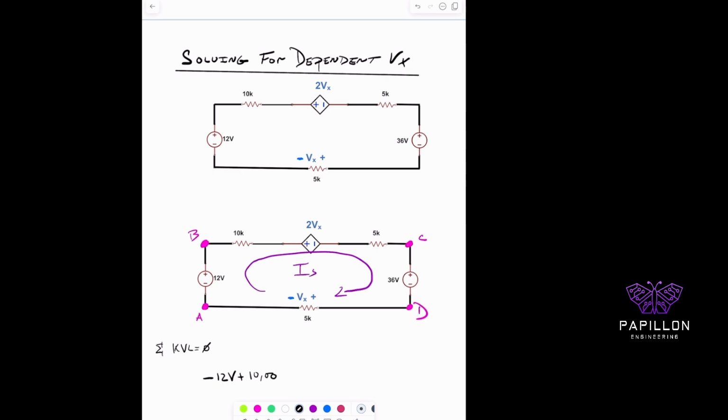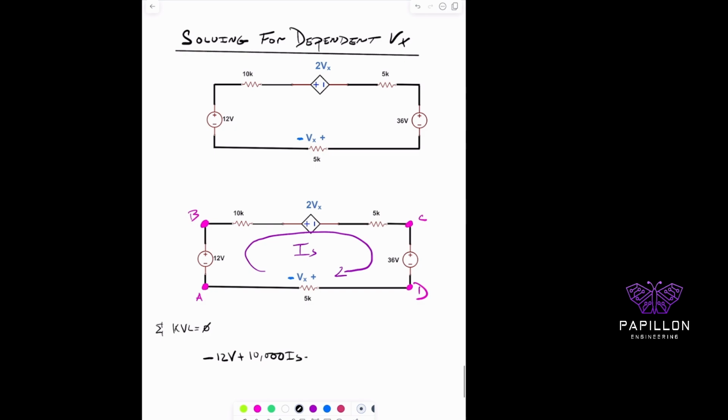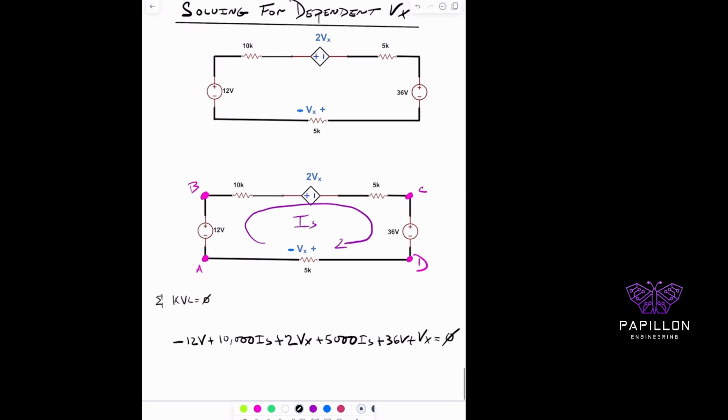If you've seen my previous videos, anytime you're going clockwise, you're entering a resistor, and the resistor takes on the sign of a positive convention. So you're going to get negative 12 plus 10,000 IS plus 2Vx plus 5,000 IS plus 36 volts plus Vx, all of it netting equal to 0. That's what Kirchhoff's voltage law is implying: the energy in this system is entirely conserved, which is pretty cool.